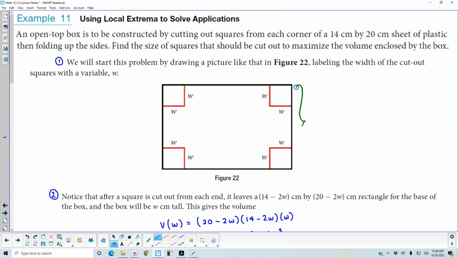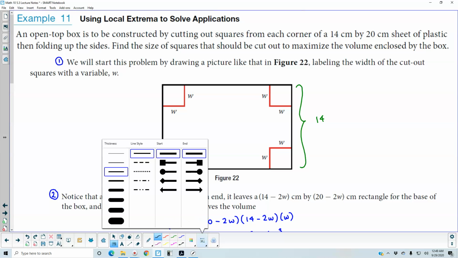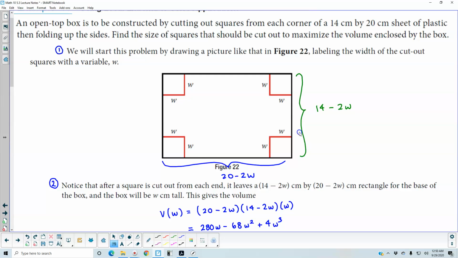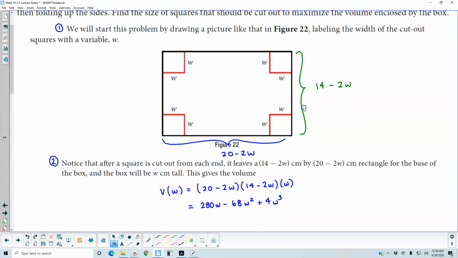So if this represents 14, then we're subtracting 2w from it. And if this represents 20, then we're also subtracting 2w from it. And again, we're subtracting it from the rectangle for the base of the box, and the box will be w centimeters tall.